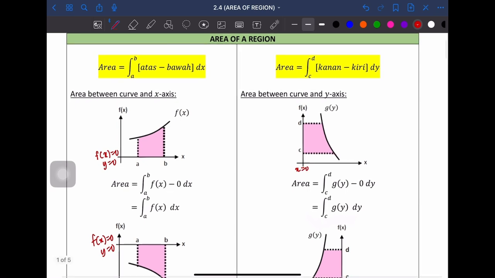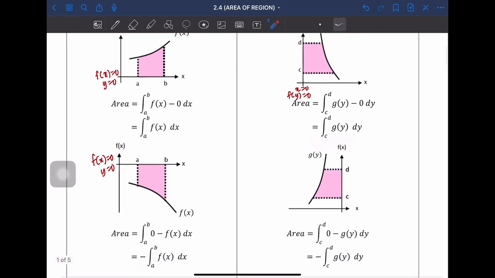Okay, ataupun fy equal to 0. Okay, this function, that's why gy minus 0. So gy minus 0 is equal to gy sahaja. Okay. Alright, so next one sama juga.